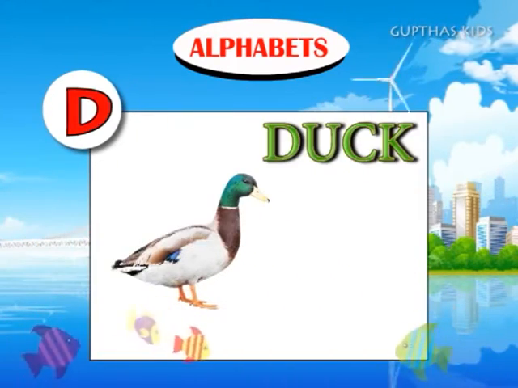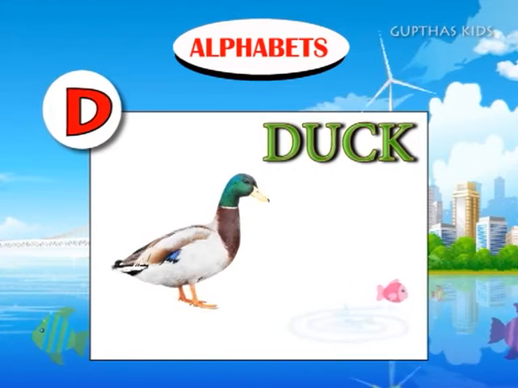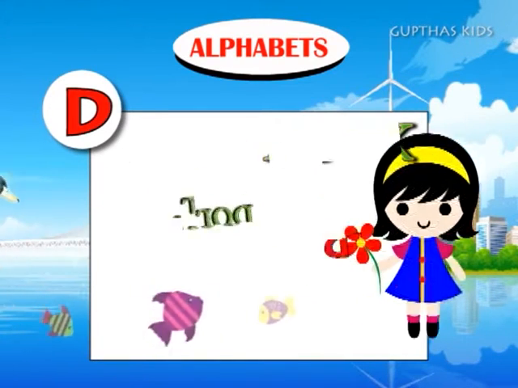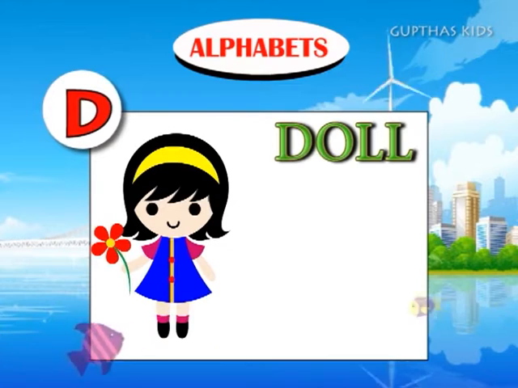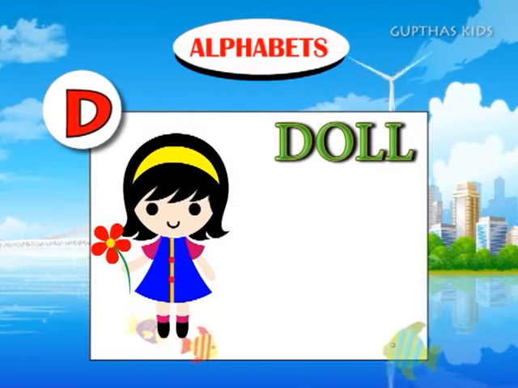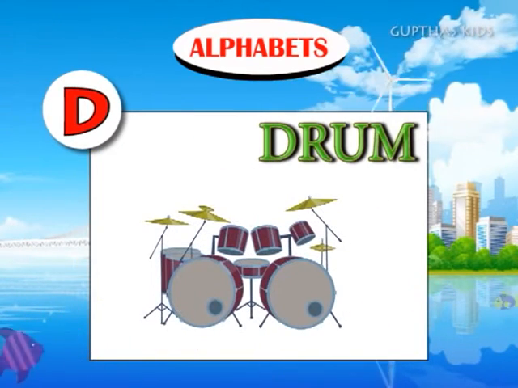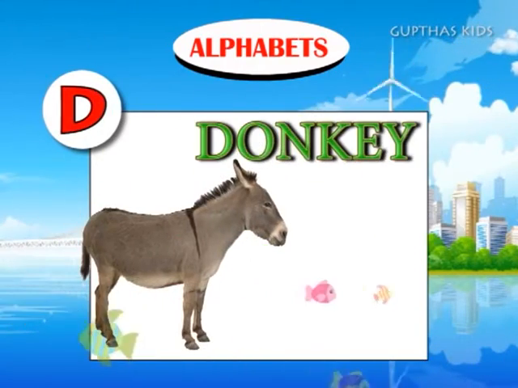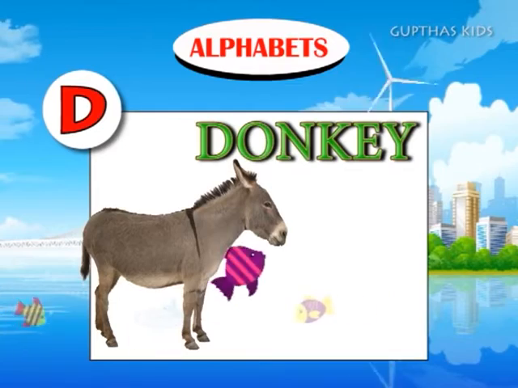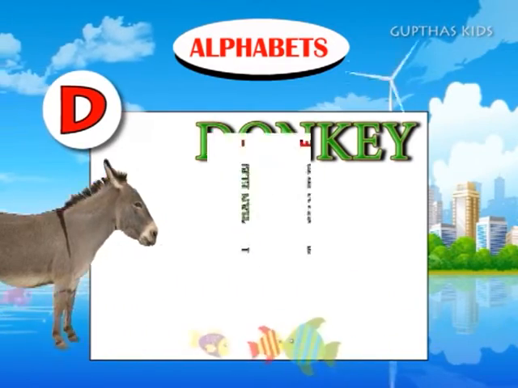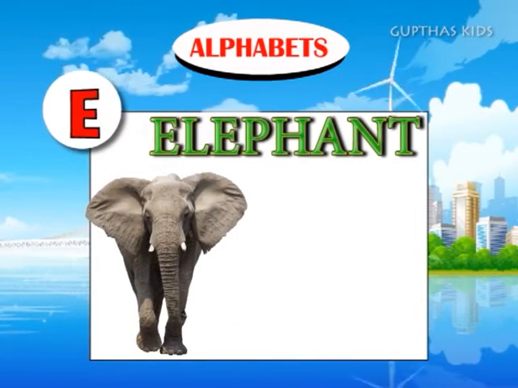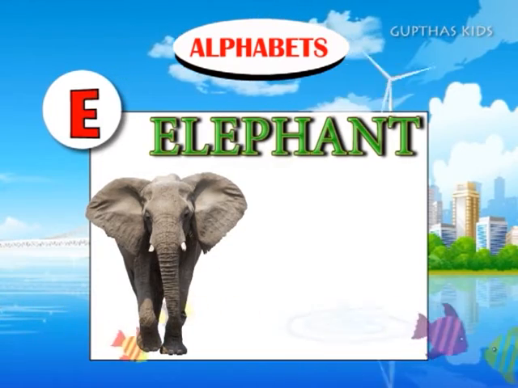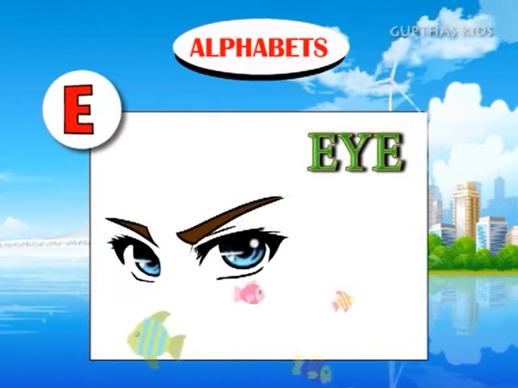D for duck. D for doll. D for drum. D for donkey. E for elephant.